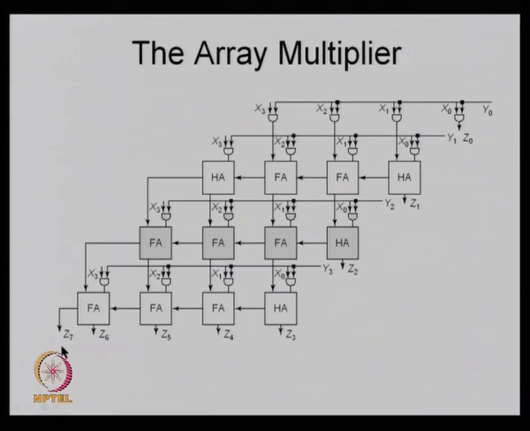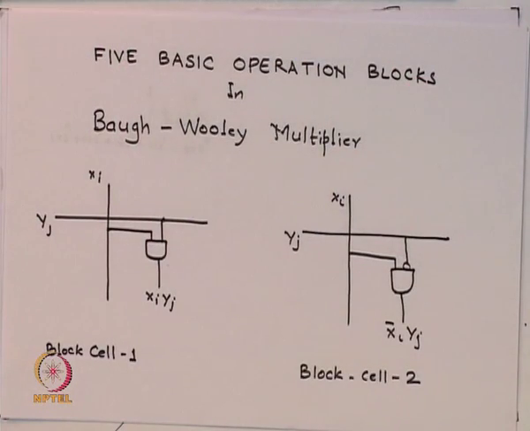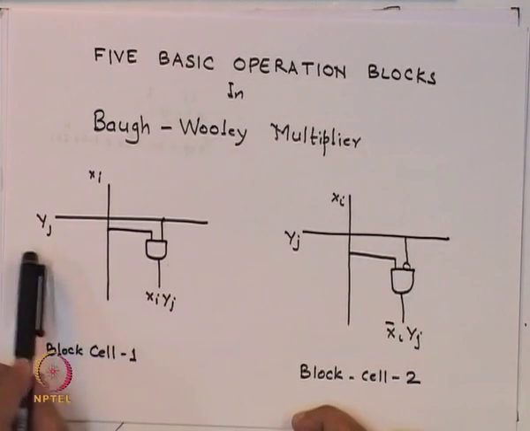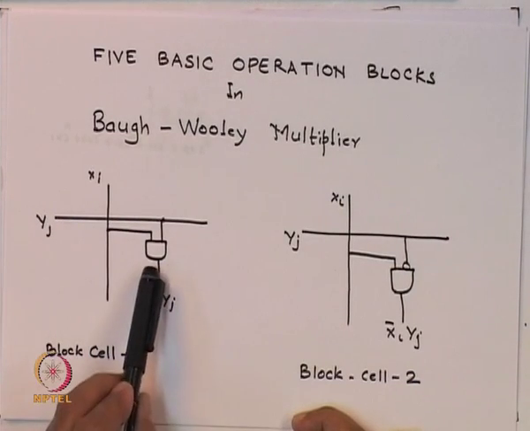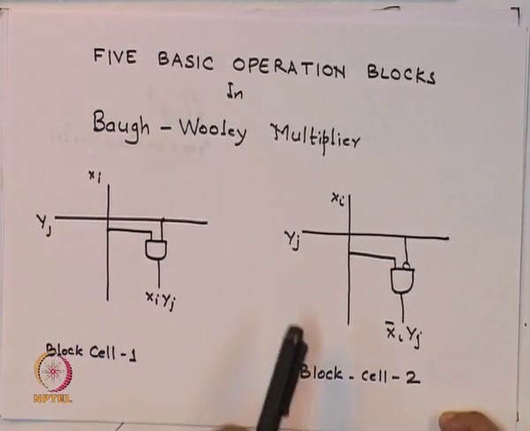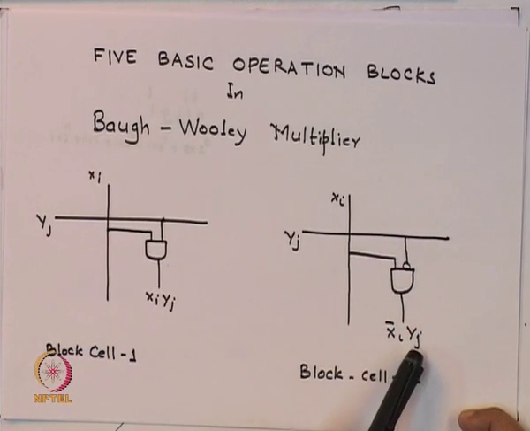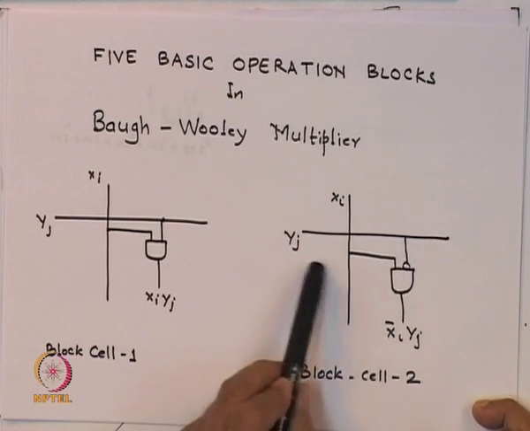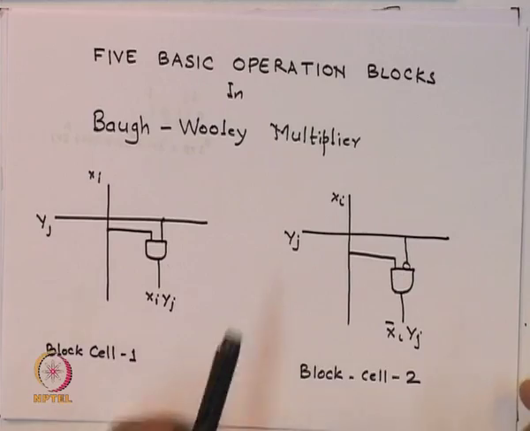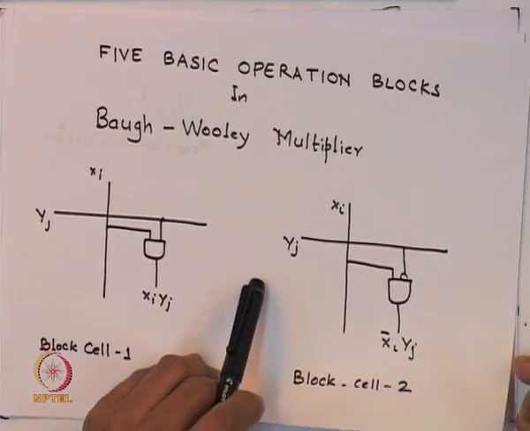Now, if you see the kind of operations you may have to perform for subtractor or minus values, they can be shown there. There are 5 kinds of cells or block cells which you use in a Baugh-Wooley multiplier. The first one of course is the generation of the x i y j term. This is x i, this is y j, simple AND gates. This is block cell 1. Then you may require x i bar y j. This is the subtraction kind of requirement. Then you may require an inverter here. This is block cell 2.